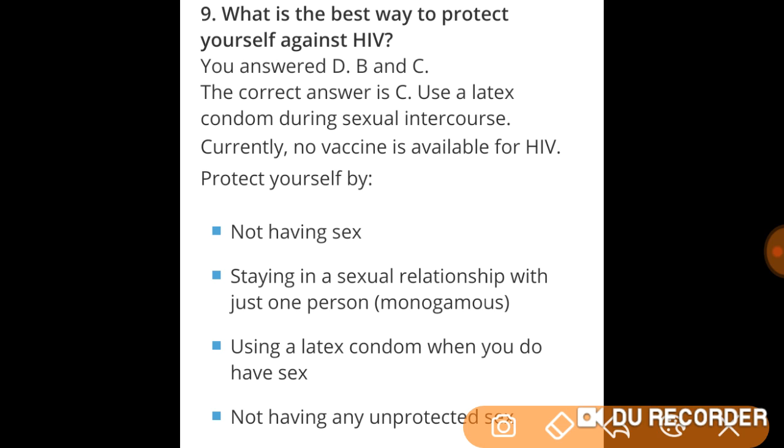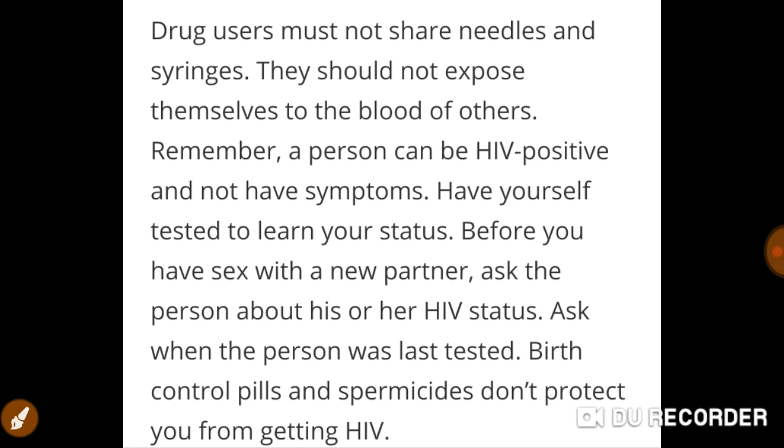What is the best way to protect yourself against HIV? Use latex condoms during sexual intercourse. Currently no vaccine is available for HIV. Not having sex. Protect yourself by staying in a sexual relationship with just one person, monogamous. Use latex condoms when you have sex. Not having any unprotected sex.